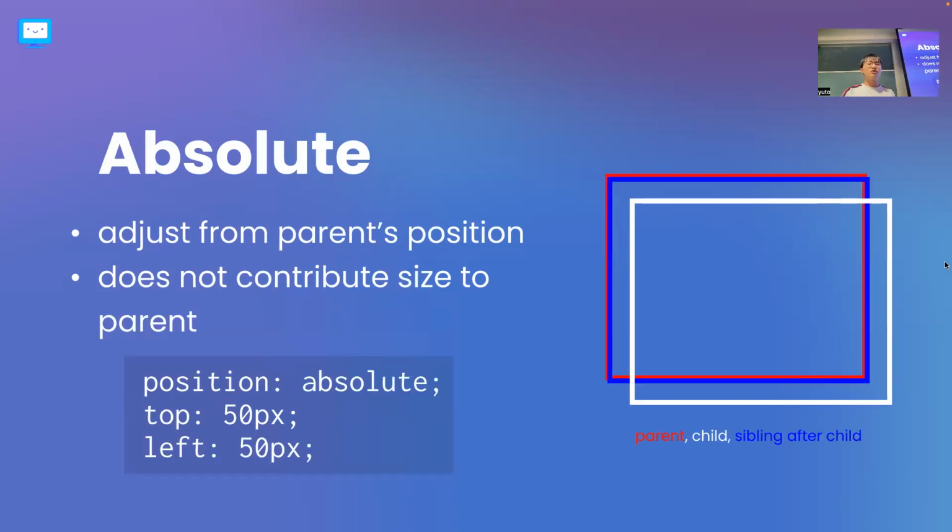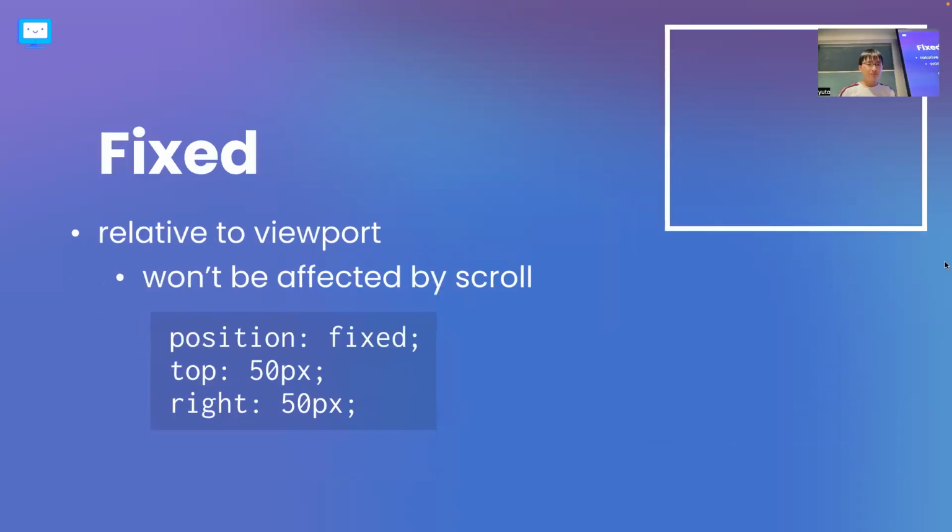Absolute is when you want to make your location relative to the parent element. So we have a red parent, and then we have the child, which is white, and we have the sibling of that child, which is blue. It doesn't contribute size to the actual container. You will see that in a demo later, but that makes it so that the sibling element will be placed immediately under the parent.